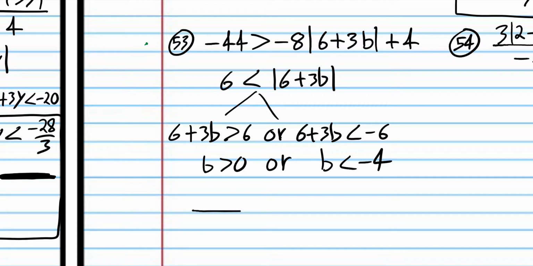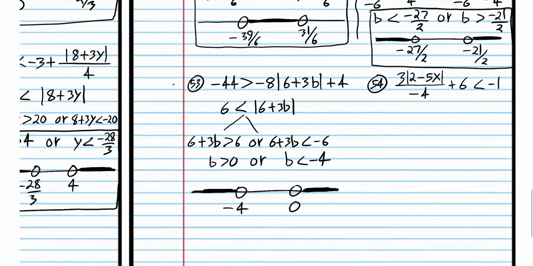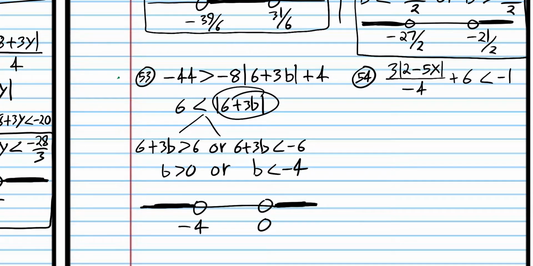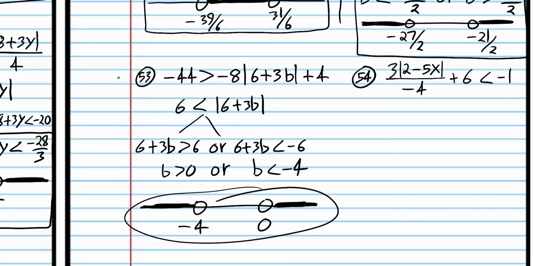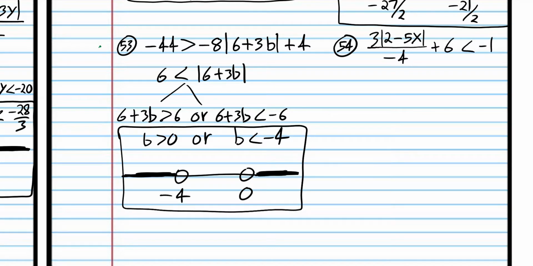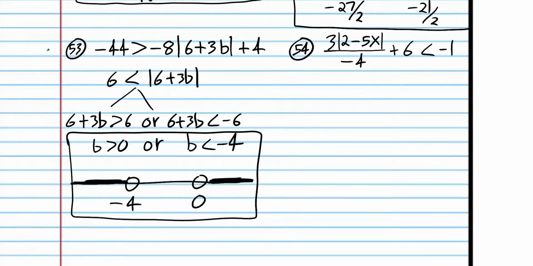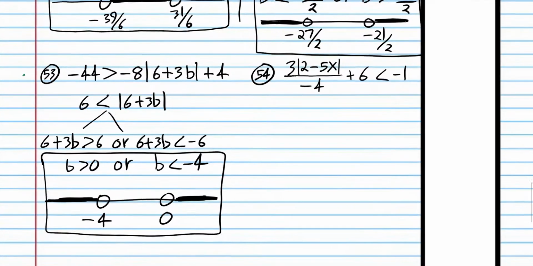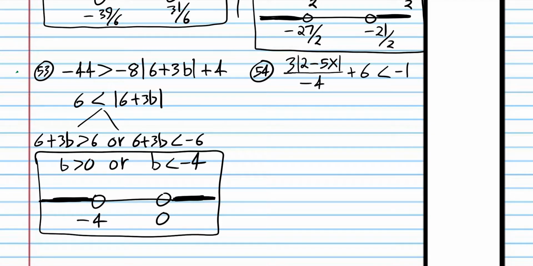So now we're going to do the graphical solution. Open circles, -4, 0. And we're going to color in the outsides. Again, if you're not sure whether you're supposed to color the inside or the outside, you just go to that screenshot. It tells you when the absolute value is greater than a positive number, it's the outsides. All right, so if you got that problem right, good job. Okay, on to number 54. Go ahead and try number 54. And when you come back, we'll do it together.